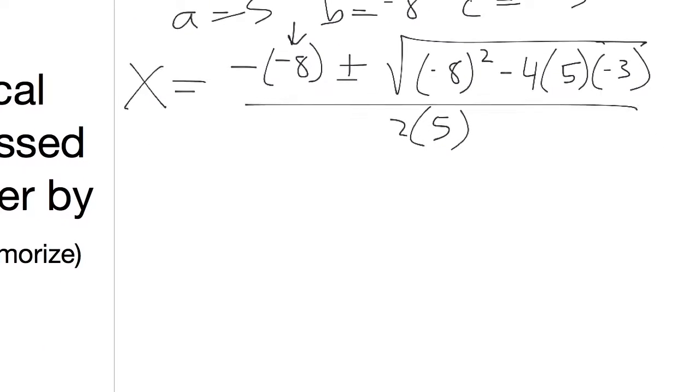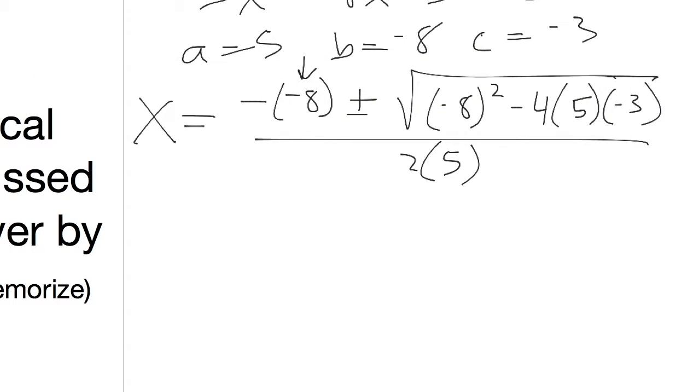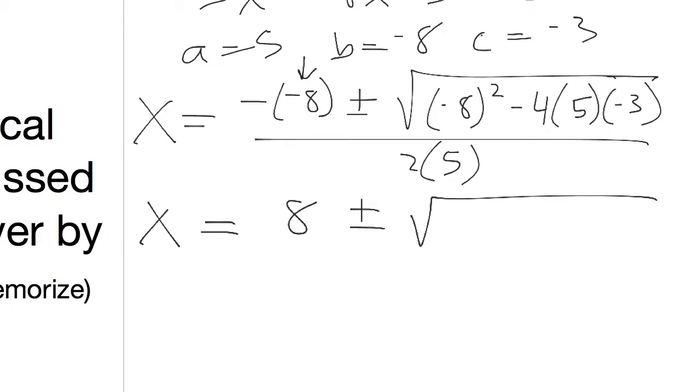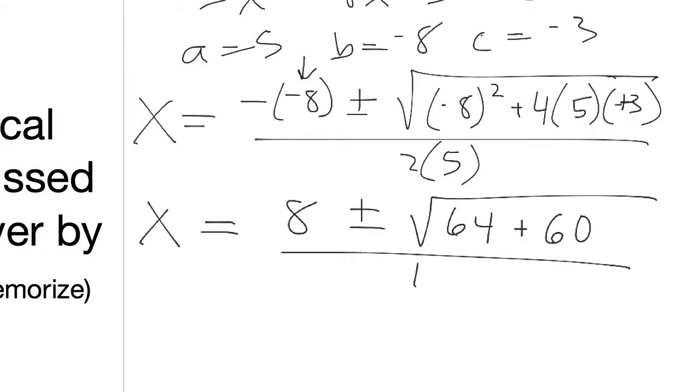Okay. Because I put the b value in parentheses, I can see that this is going to be positive 8 plus or minus the square root of 64. These two, the minus and the negative, cancel, so we get plus 4 times 5, which is 20, times 3, which is 60. 64 plus 60 over 10.